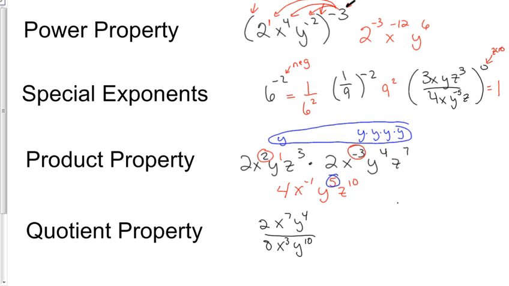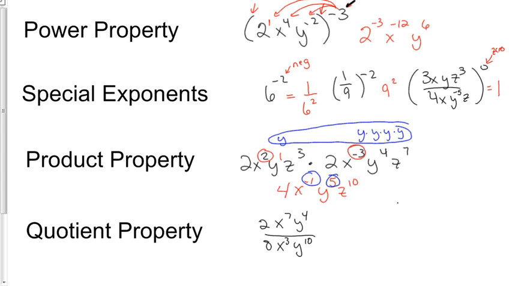So if we use that shortcut of combining exponents, 2 and negative 3 makes negative 1 for the x's. And notice we didn't go 2 plus 2 to be equal to 4. It's 2 times 2 equal to 4. Those are not exponents, those are coefficients. So that's the product property.